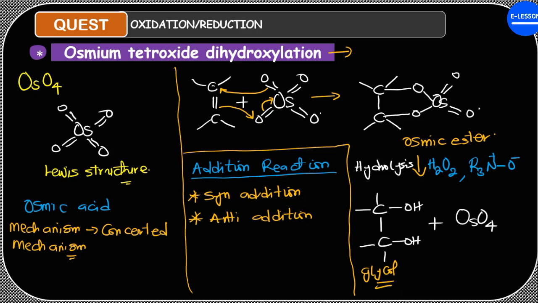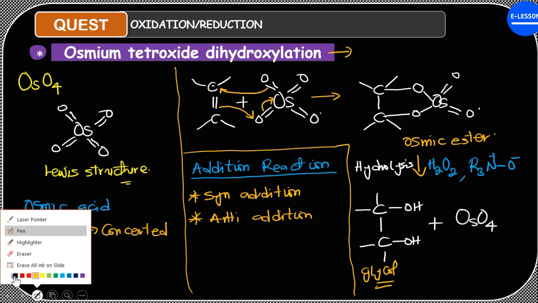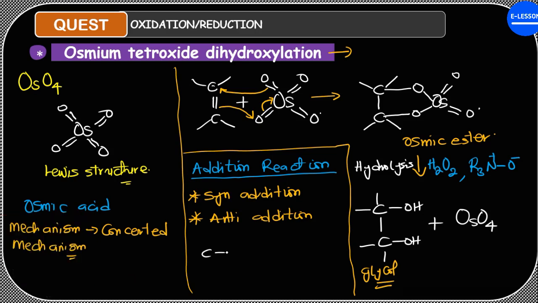Now, what is the syn addition and what is the anti-addition? For instance, let us say you want to add something to this double bond of an alkene. Let's say you want to add 2 OH, 2 hydroxyl groups, which is dihydroxylation. Now, the syn addition says that when you add it, this double bond normally will break, right? So we have a single bond here. Then this OH will be on one side of the double bond. This kind of addition is what is called the syn addition.